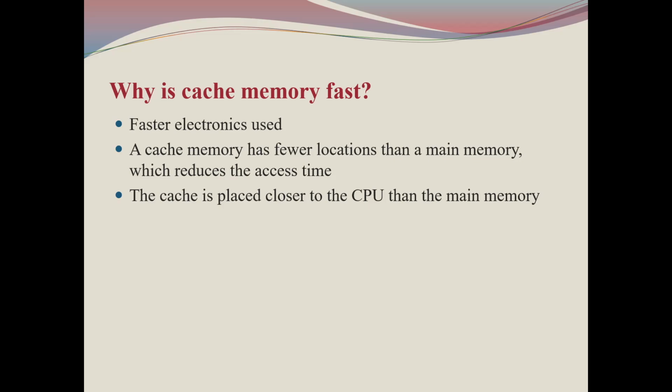So cache memory is very fast. Why? Because faster electronics are used, and cache memory has fewer locations than the main memory, which reduces the access time. The cache is also placed closer to the CPU than the main memory. These are the various reasons why the cache memory is fast.